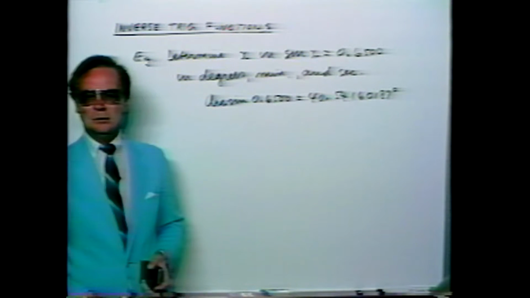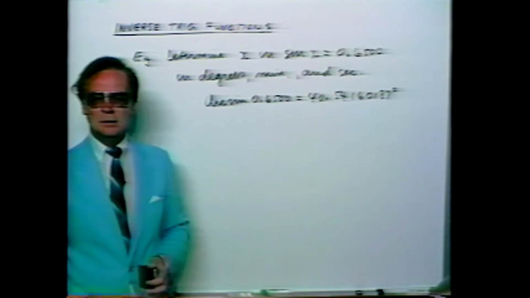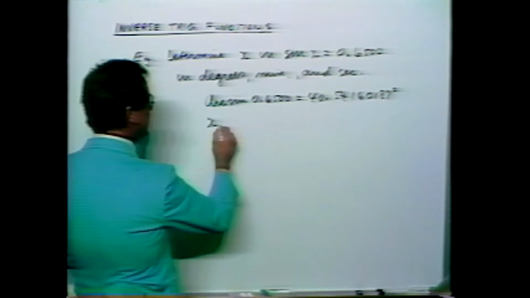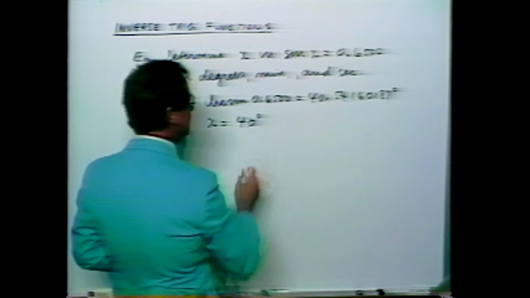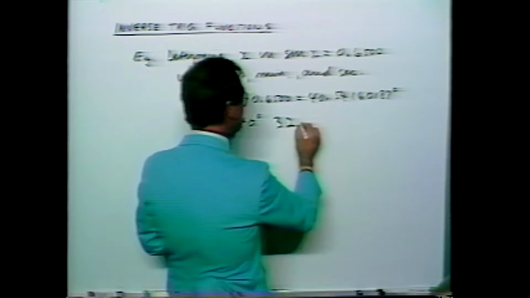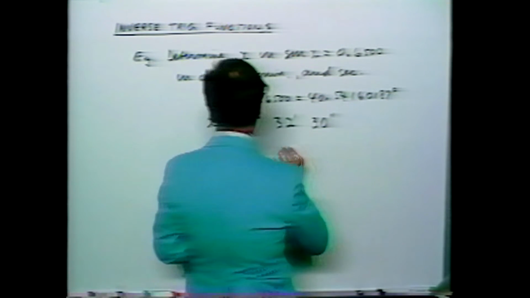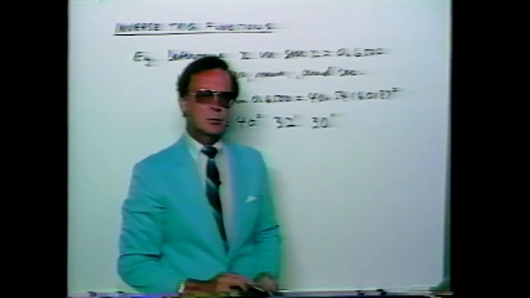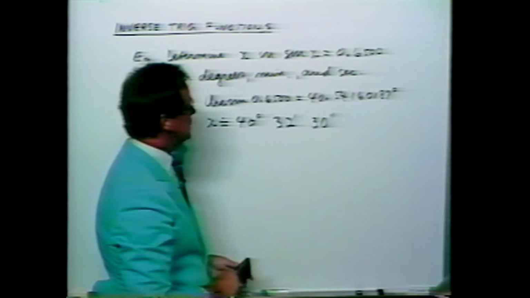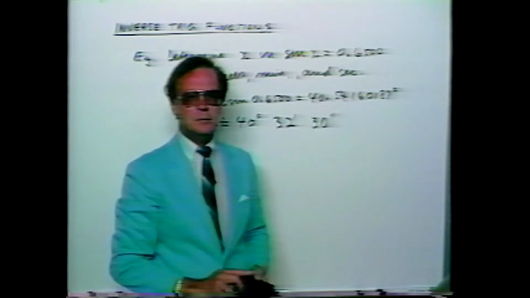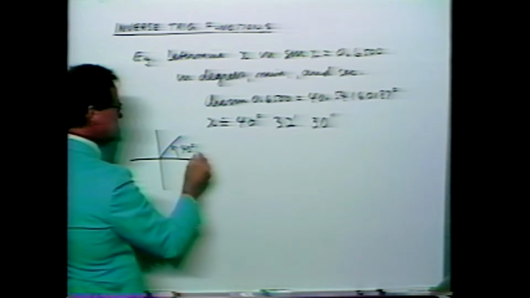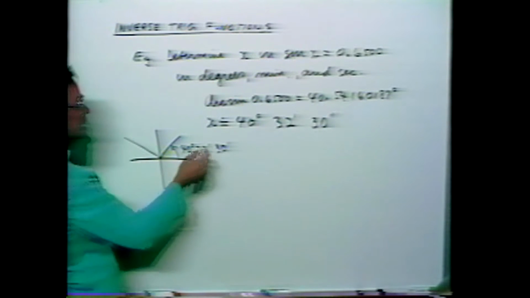That is the principal value of that quantity between minus 90 and 90 degrees. We therefore have that the angle x is equal to 40 degrees. Taking a fractional part of a minute, the result is 32 minutes 30 seconds. You can see from this problem that the answer for the angle x can amount to an infinite number of solutions.